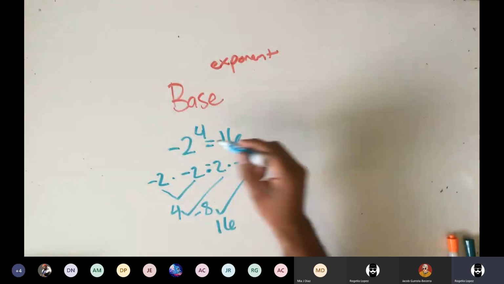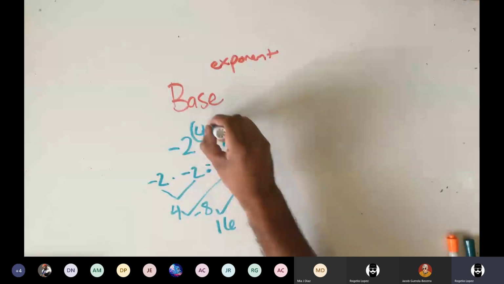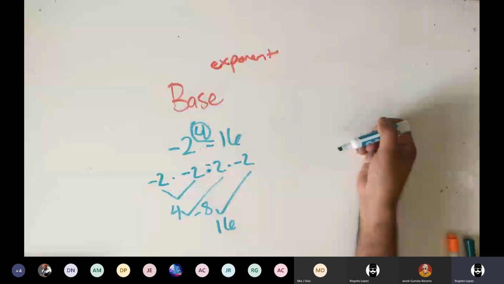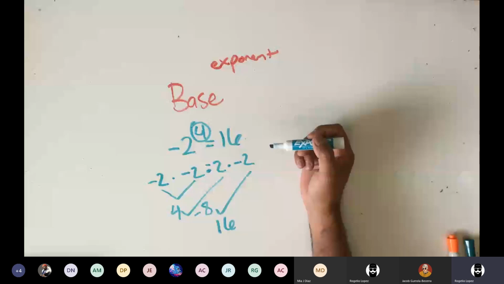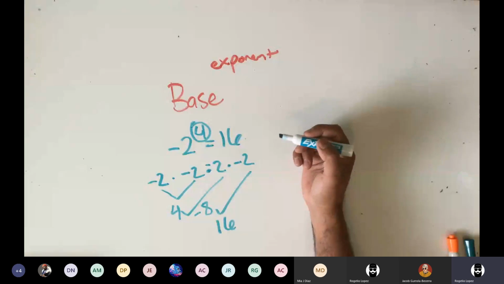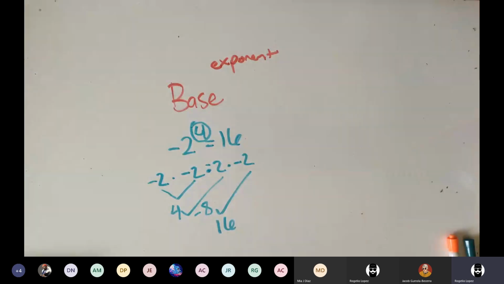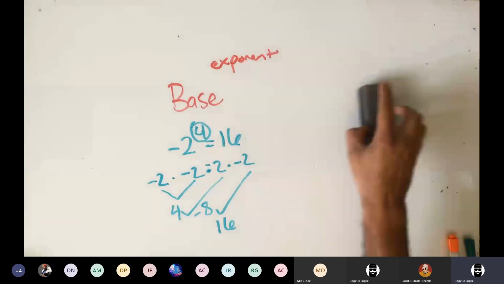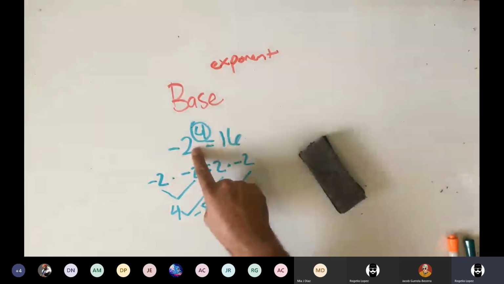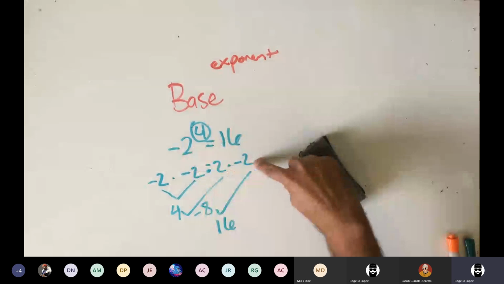Okay? Every time you have an even number exponent, you're going to get a positive answer. It doesn't matter what the base number is, you are going to get a positive answer. If it's a negative, you get positive. If it's positive, you get positive. That doesn't work with odd numbers, though. It just works with even numbers. All right, so that is going from exponent form to expanded form.